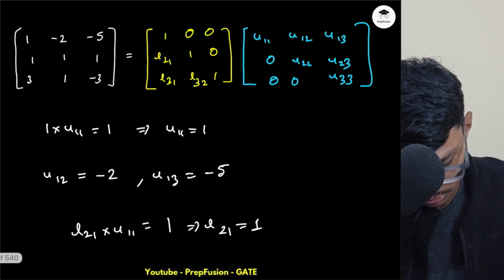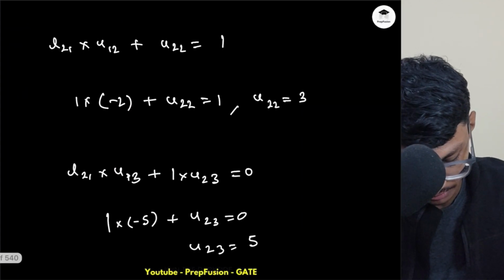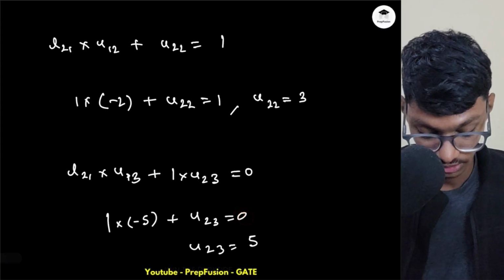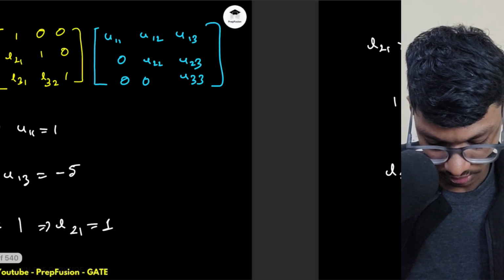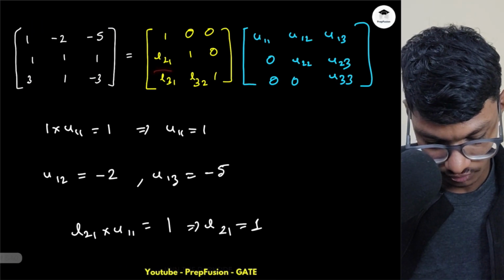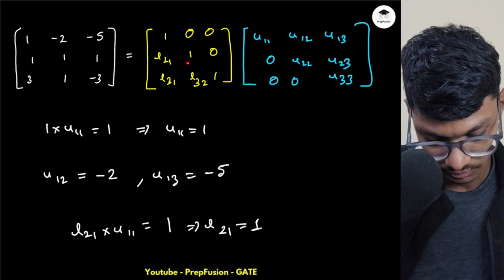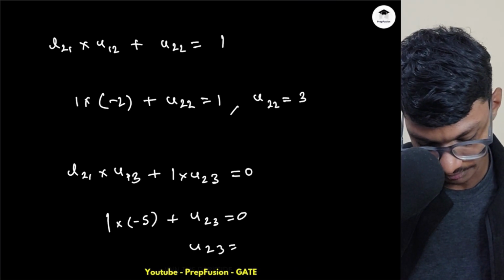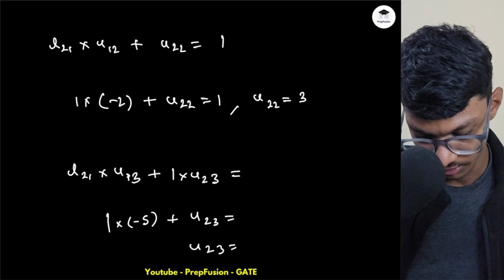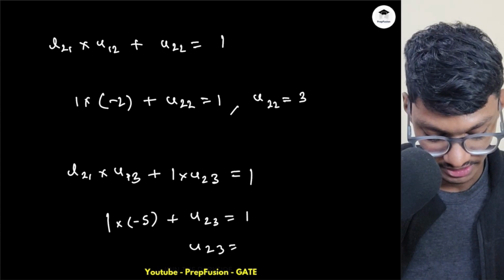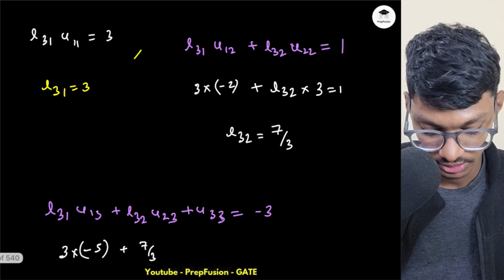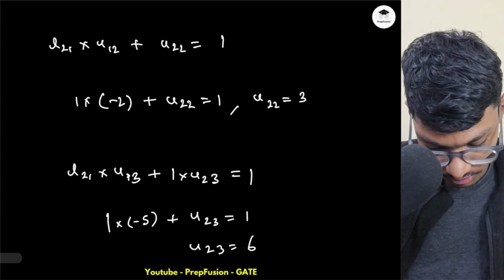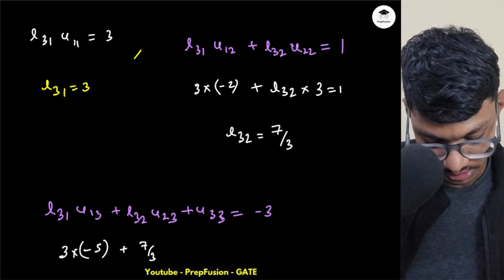Was this equals to 0 really? Okay, I made a mistake over here. This, right? So this L21 into U13, and then 1 into U23. This is equals to actually 1. This is not equals to 0. Sorry, my mistake. My bad. That is what happens, right? Some silly mistakes creep up, and you make huge errors. So sorry. So U23 is 1.